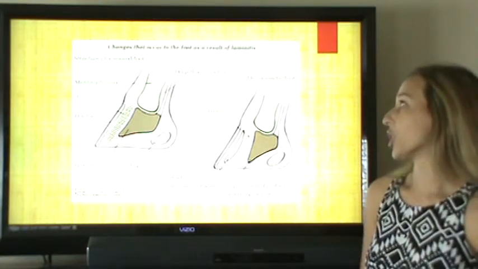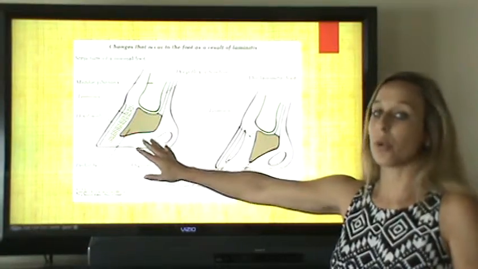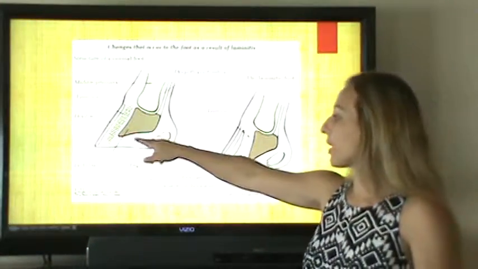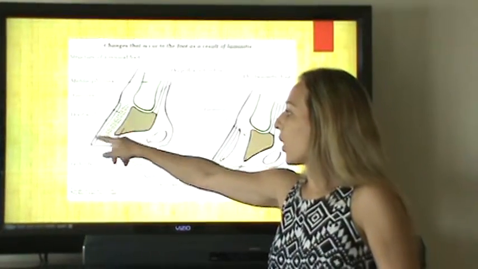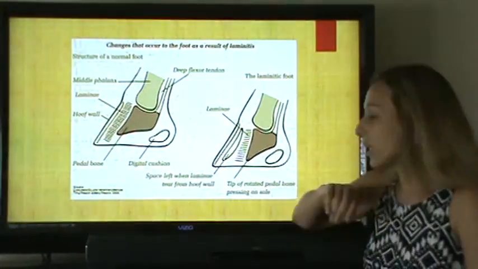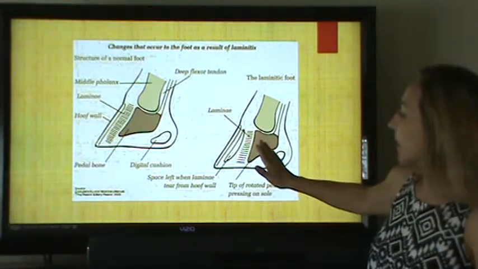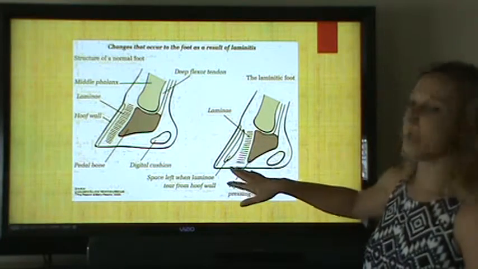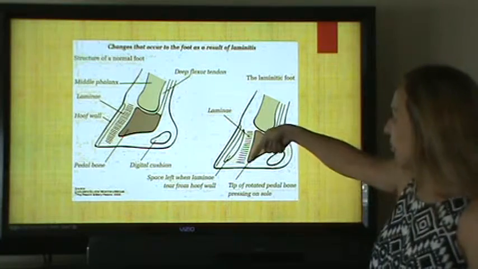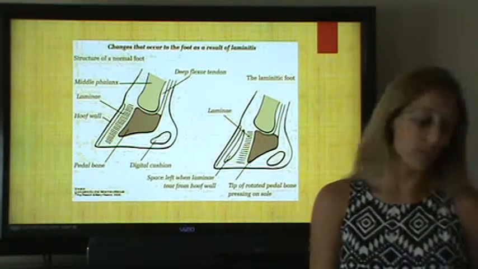Here's a diagram to show what's going on. The picture on the right is what it should look like when it's normal, and the left is when a horse has laminitis. In the picture on the right, here's the hoof wall, and here's the laminar tissue connecting the pedal bone to the hoof wall. In the picture on the left, the laminae have separated, and now there's a space between the laminae and the hoof wall. You can see that the pedal bone has now rotated and is pressing against the bottom of the hoof.